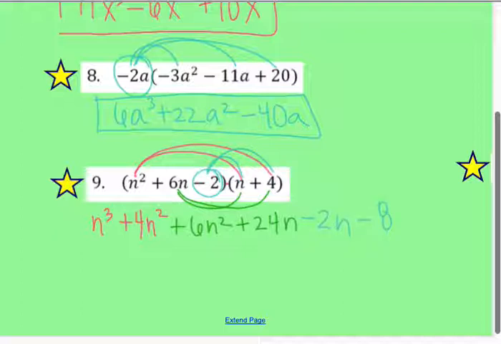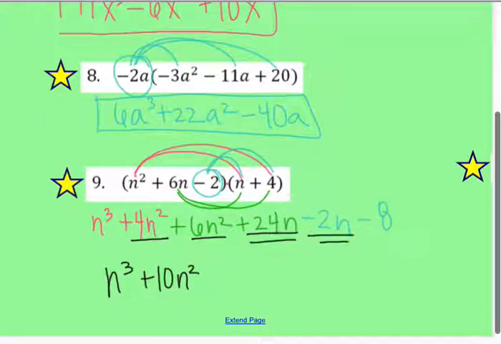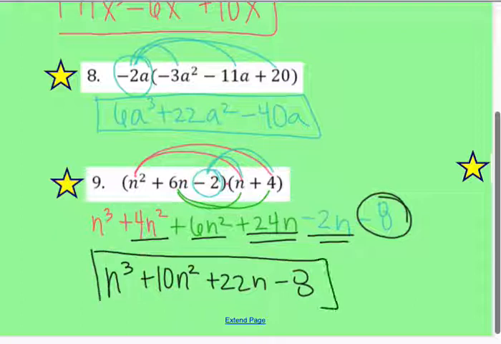Now I just need to combine my like terms. I have n to the third. That's the only one. Now I look, I have n squared. So 4n squared plus 6n squared gives me 10n squared. Then I have 24n minus 2n, so plus 22n. And then lastly, my minus 8. And I make sure I have everything combined. I do, so that is my solution from multiplying those two polynomials.